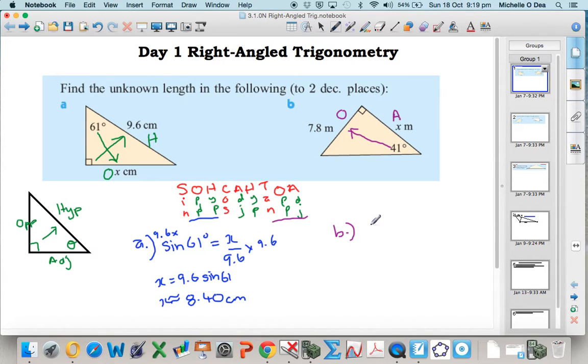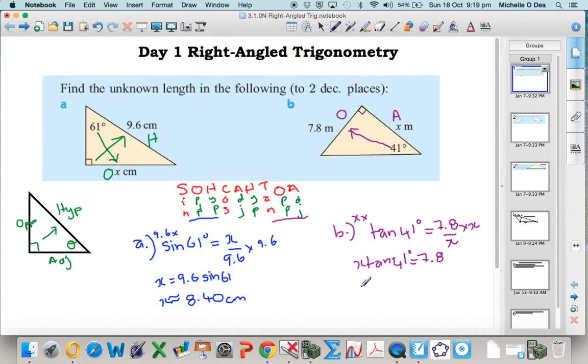So that means I must use tan, and it's tan of the angle. So tan 41 degrees is the opposite side over the adjacent side. Then some equation solving. Let's get rid of that fraction. Fractions always make our life harder. So multiply both sides by x. So I have x tan 41 is equal to 7.8.